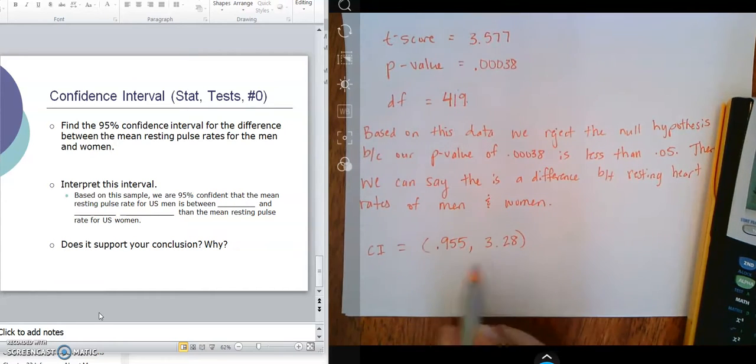If 0 was in this confidence interval, that means that there is a chance that there is no difference, then that's when we would retain the null. But because men clearly have a higher resting heart rate, we would say we are going to reject our null, and this is why. We're 95% confident that the mean is 0.95 to 3.28 more for men.